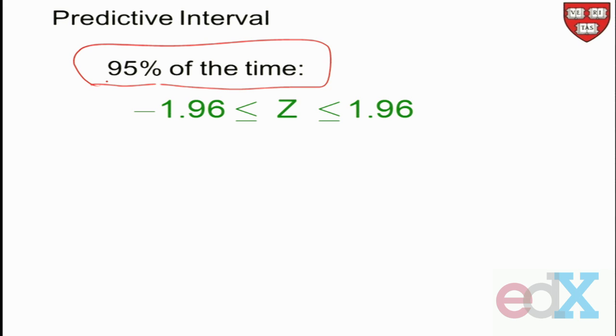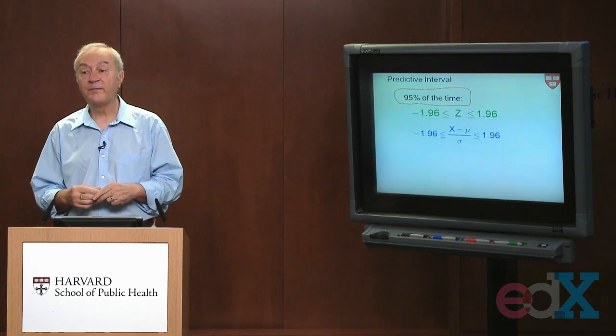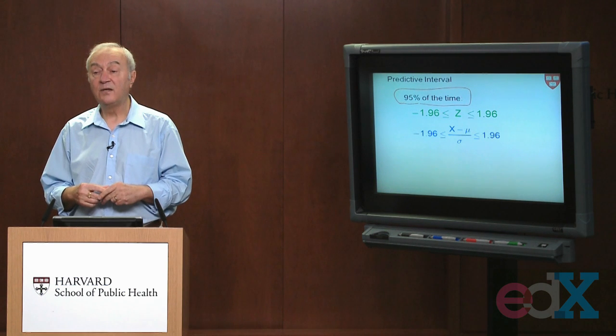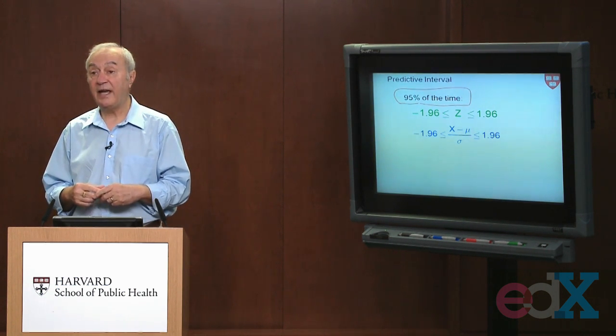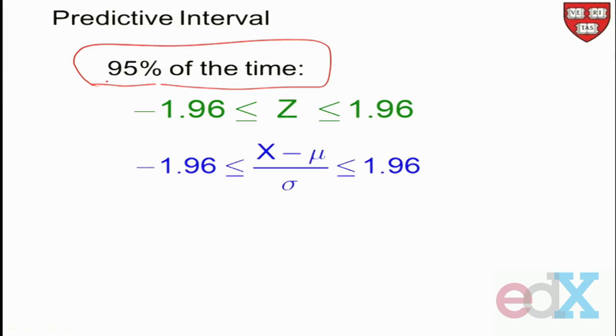This is called a predictive interval. We predict that it's going to come between minus 1.96 and 1.96. But you say to me, I don't care about z, I care about x, because I'm measuring things in terms of x. Okay, use the standardization formula. What you say about z, we can translate into statements about x by using the standardization formula, and there it is.